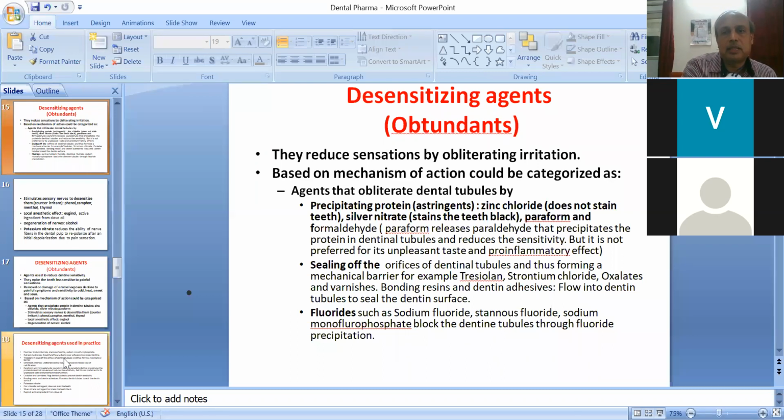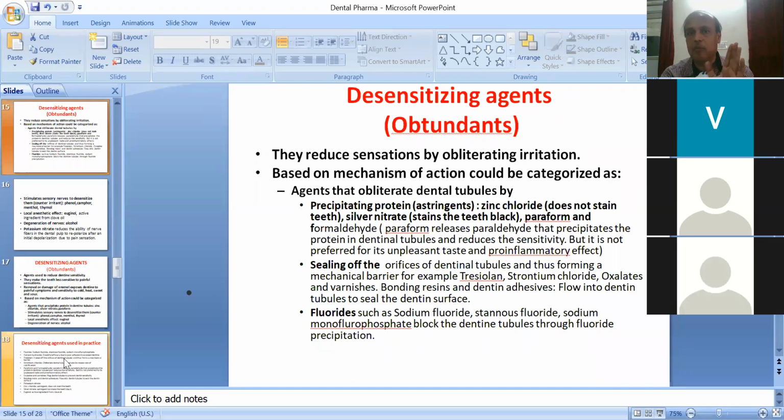So desensitizing agents, obtundants, they reduce sensations by obliterating the irritations. So they are also known as obtundants. So short notes in exams are the obtundants, desensitizing agents. So you must be familiar. Obtundant is the same. Various agents are there which can be used as desensitizing agents, and based on their mechanism of action, we can categorize them into agents that obliterate dentinal tubules.